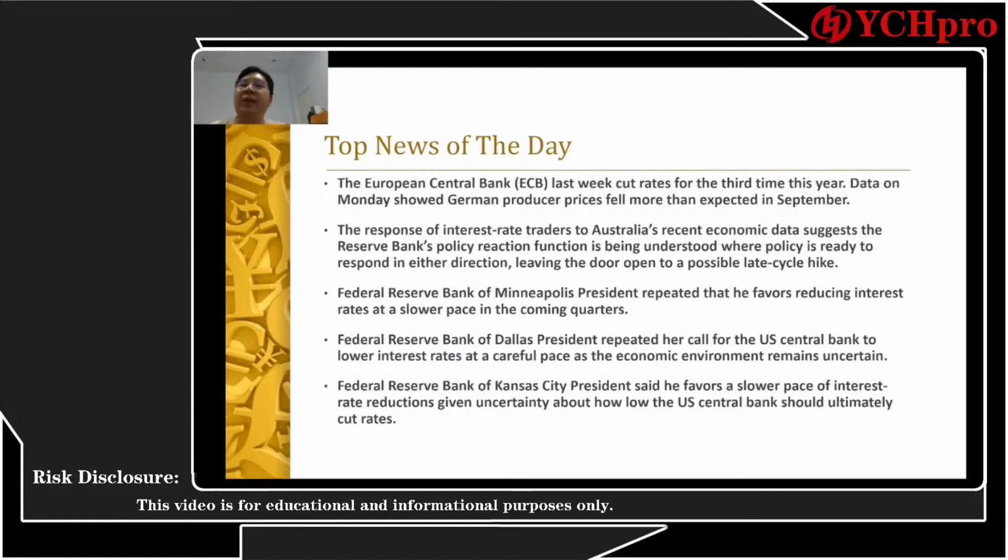And we do know that the ECB started to cut rates for the 3rd time this year, as Monday data showed that the German producer price index fell more than expected in September, and that was the response of interest rate traders. Moving to the Australian side, the most recent economic data suggests that the RBA will be keeping the door open, whether they will be hiking or cutting their interest rates.